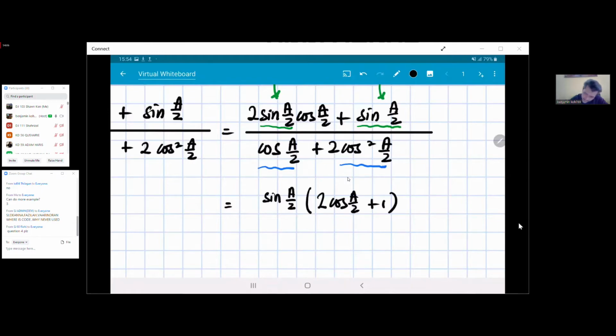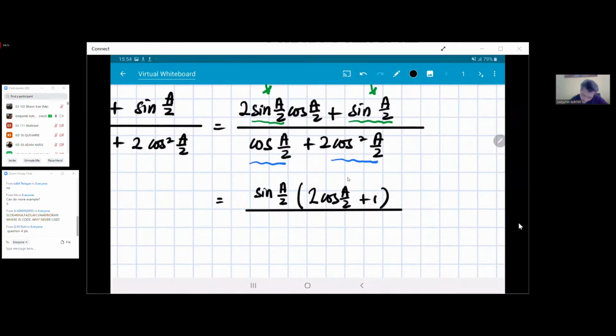Okay, and then after that, there's a fraction. At the bottom, yang bawah, I said yang sama ialah cos A over 2 kan? So, when you take out the cos A over 2, what's the balance? Okay, so cos A over 2 take out, your balance here will be 1. And then plus 2 cos square A over 2, when you take out cos A over 2, you faham tak baki dia ialah cos A over 2? Because cos times cos ialah cos square. Boleh faham tak? Okay.